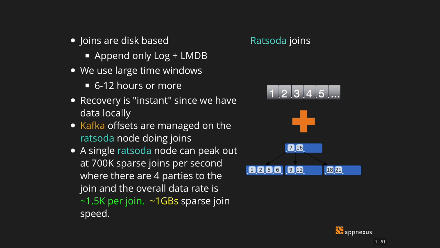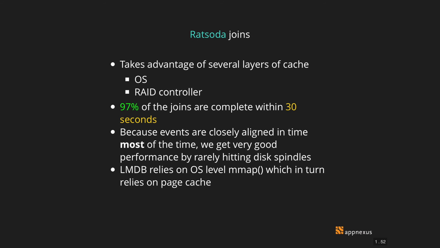So recovery is instantaneous because everything that is read off Kafka is written to disk locally on Ratsoda, so we have it. And if we need to shut down or stop and do some work and then turn it back on later, it'll pick up from where we were last and keep going. It's great. We manage the Kafka offsets on the node itself. A single Ratsoda node can peak out at about 700,000 sparse joins per second, where we've got four or five pieces in the join. It's about a gigabyte per second sparse join speed, which is really fast.